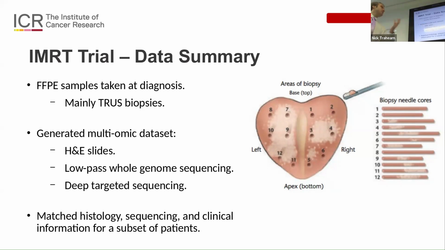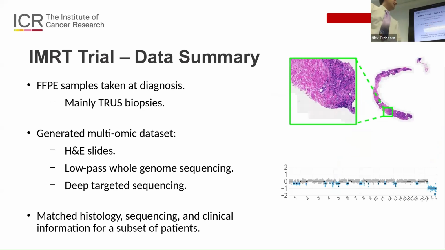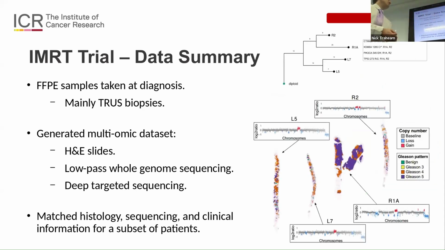And so, yeah, this was a fairly unique combination: matched histology, sequencing, and also long-term clinical follow-up information for a sizable subset of the patients. And so, yeah, we can produce copy number profiles and also look at the tissue and see how they relate to each other on the same sample. So you can see here, these are copy number profiles that were taken, and this is the digital pathology analysis, doing Gleason grading on a per gland segmentation level.